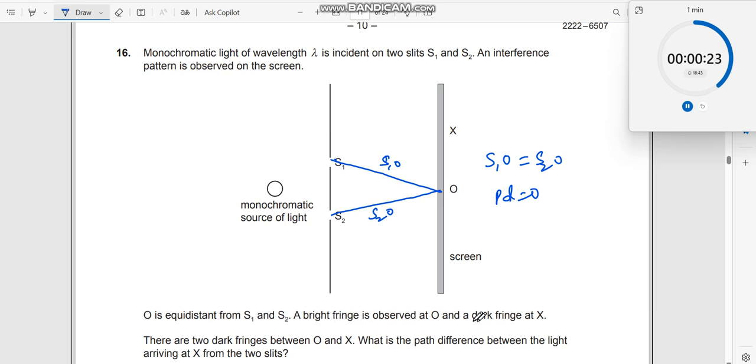A bright fringe is observed at O, that's right. And a dark fringe is at X. Here you have a dark fringe, here you have a bright fringe, right? And then there are two fringes between O and X. Between O and X, there are two dark fringes.